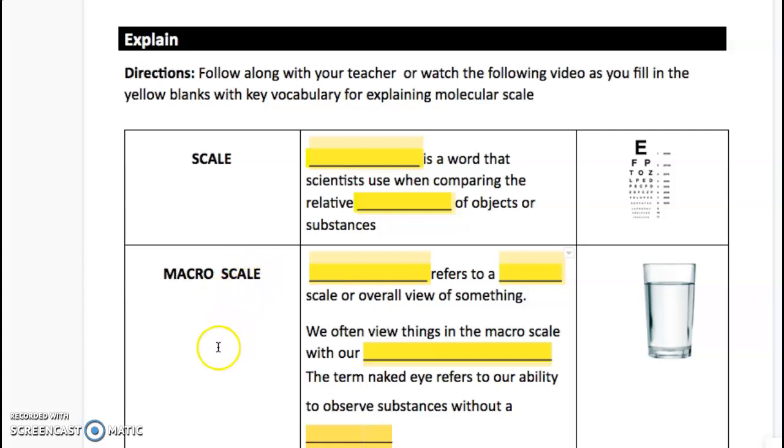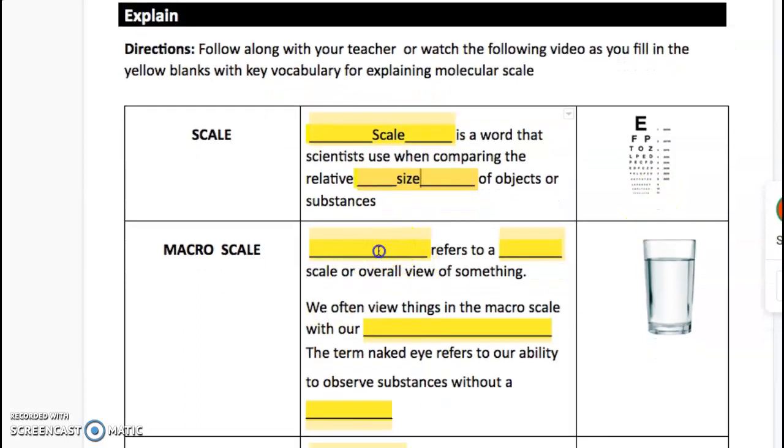Hello, scientists. We're going to review some of our key terms in order to explain molecular scale. So first, scale. Scale is a word that scientists use when comparing the relative size of objects or substances. Here we have an eye test scale. Notice we have large letters and then we have very small letters.